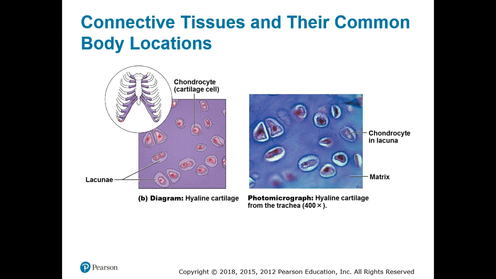Here is a good picture of your hyaline cartilage. This is your ribs, here is your breastplate, and it's found right between the two, and it helps connect those two together.